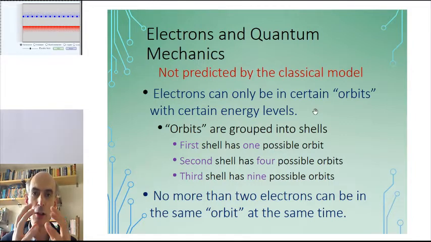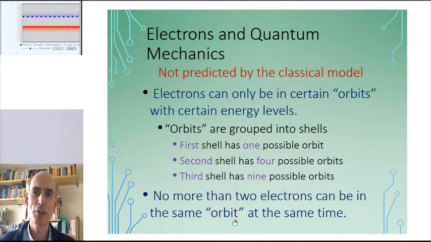The second shell, a little bit further away from the nucleus, has 4 different orbits in it, and can therefore accommodate 8 electrons. And the third shell, further away again from the nucleus, has 9 orbits in it and can accommodate 18 electrons, because no more than 2 electrons can be in the same orbit at the same time.